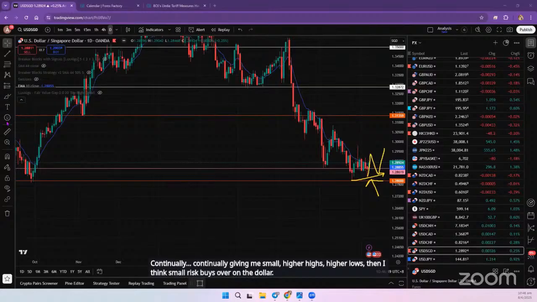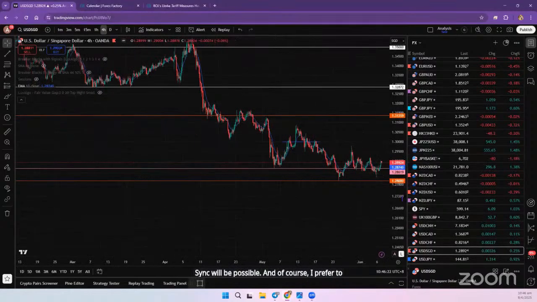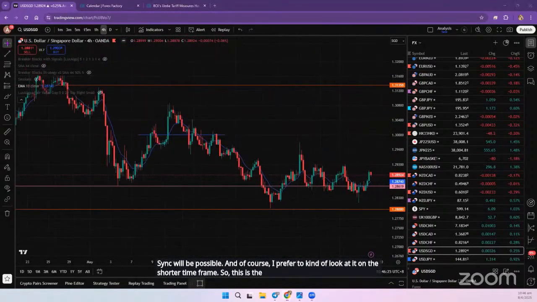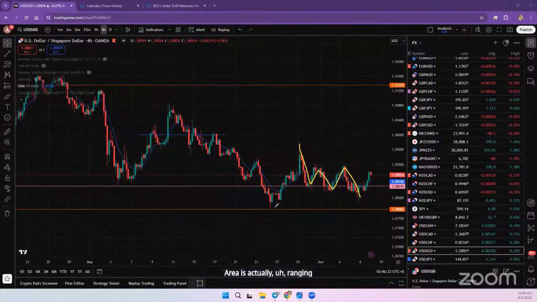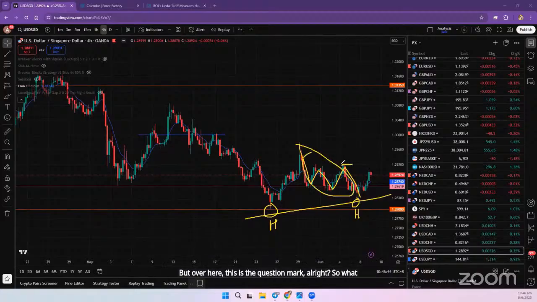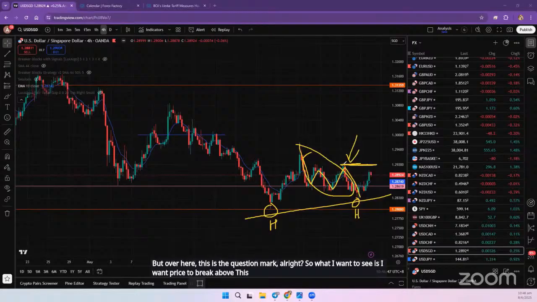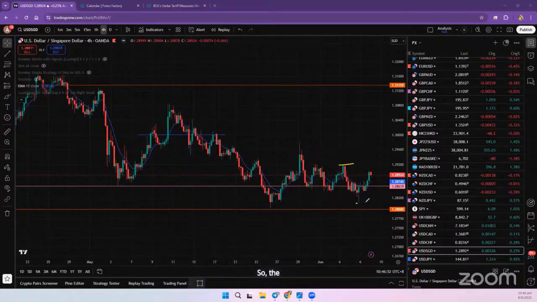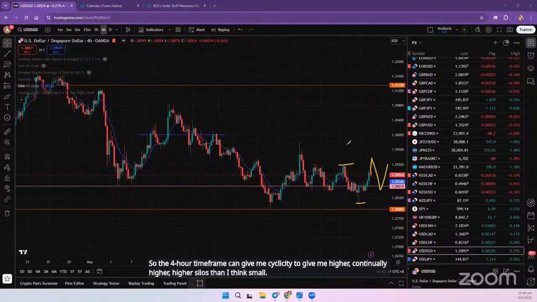And of course, I prefer to look at it on the shorter time frame. So this is the 4-hour time frame. Now the 4-hour time frame doesn't quite convince because I'm not quite liking the way this area is ranging over now. So we might have a higher low over here on the bigger structure, but over here this is the question mark. What I want to see is price to break above this area to show me that even on the 4-hour time frame we have cyclicity. So if the 4-hour time frame can give me continually higher highs, higher lows, then I think a small bias towards the upside can be accumulated.